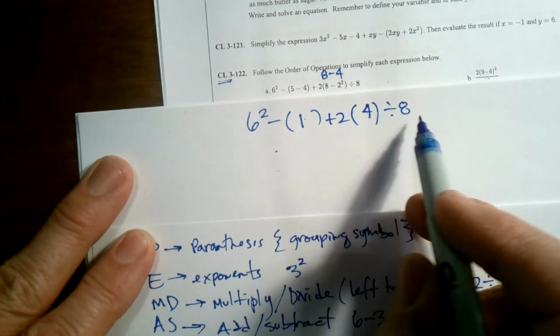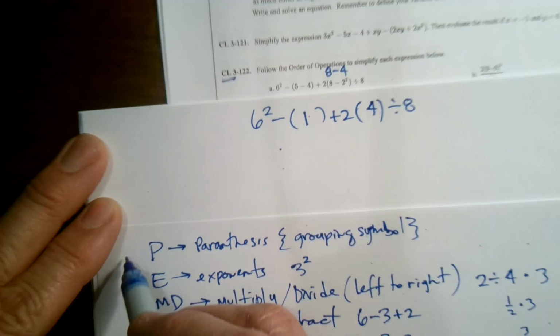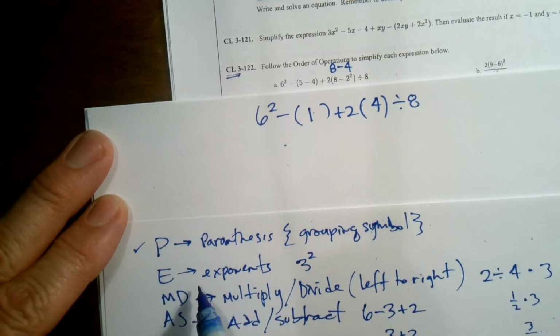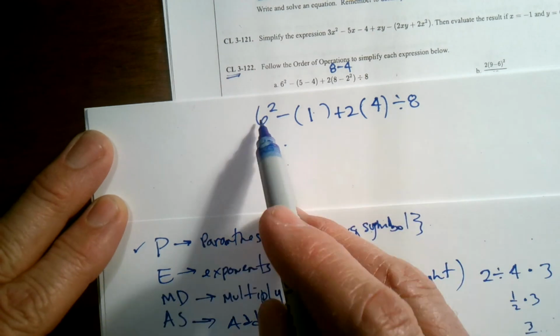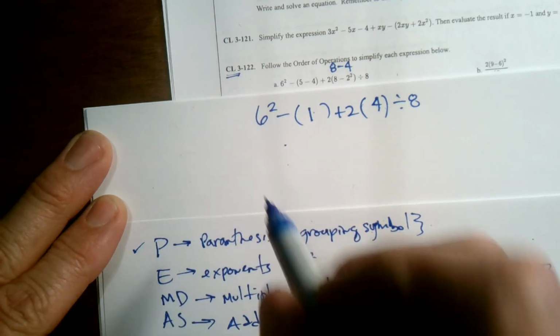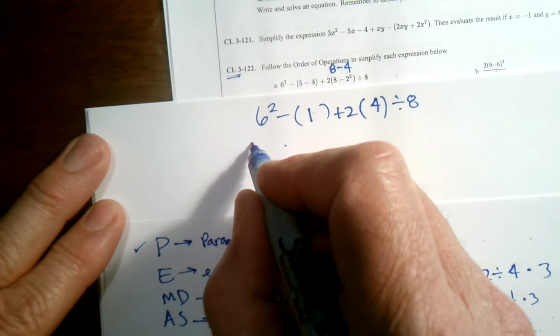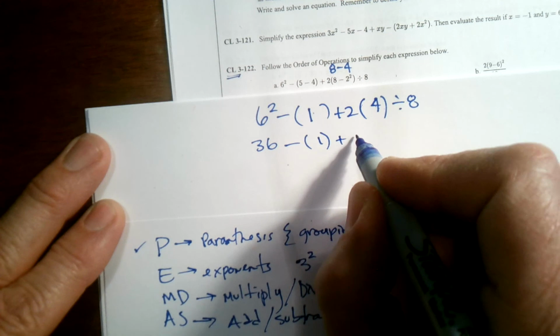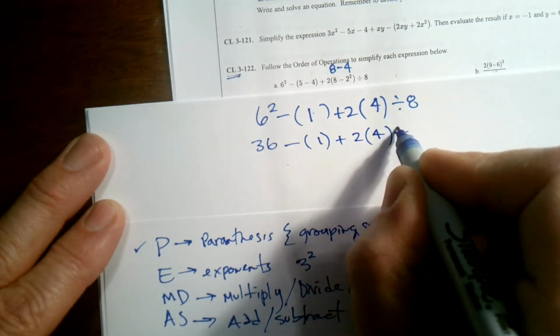So this is now rewritten after doing the first step of grouping symbols. Now the next step is exponents. So I look and scan. I still have some exponents. I do here, 6 squared. 6 squared is 6 times 6, which is 36. I'm just going to rewrite after each step so that it's very clear what I'm doing.